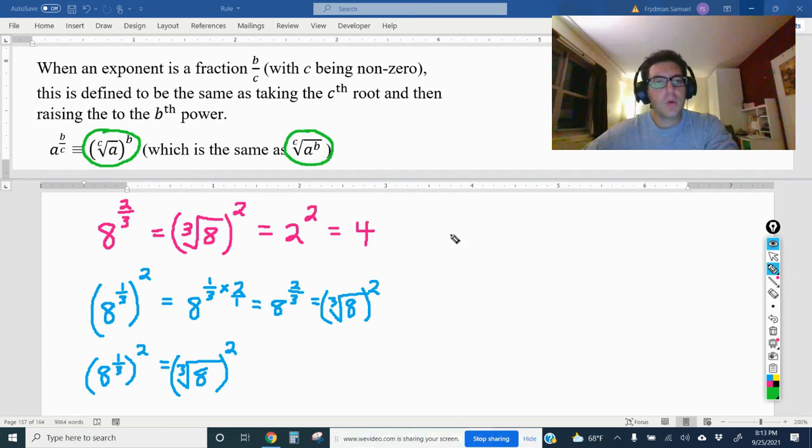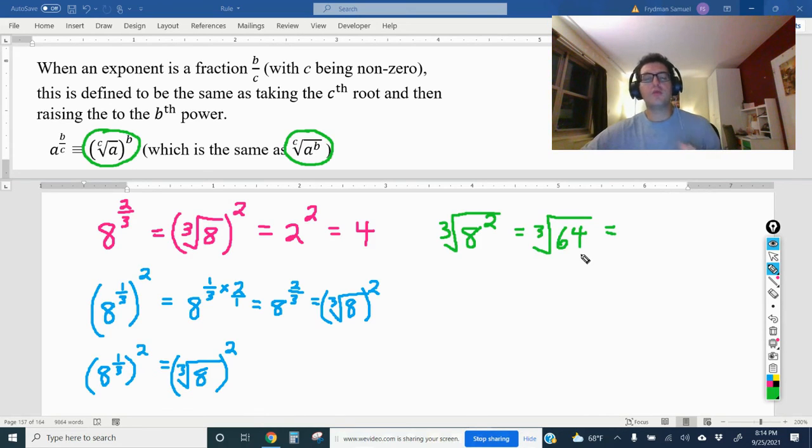This time, we're going to start with 8, raise it to the second power first, and then once we do that, we will take the third root. So let's see that we actually do get the same answer. 8 to the second power means 8 times 8, which is 64. So here we have the third root of 64.